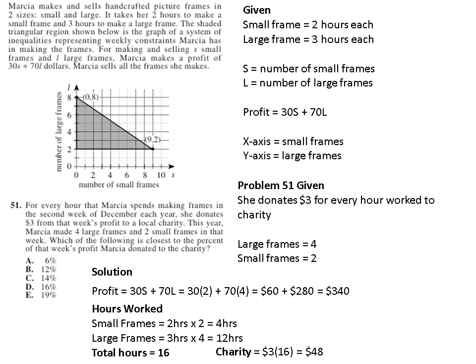For every hour she worked, she donated $3 to charity. So 3 times 16 is $48 donated to charity. Now we have everything we need to find the percentage she donated to charity. So percent donated is charity divided by profit. So $48 divided by 340 equals 14% of profit donated, which is answer C.